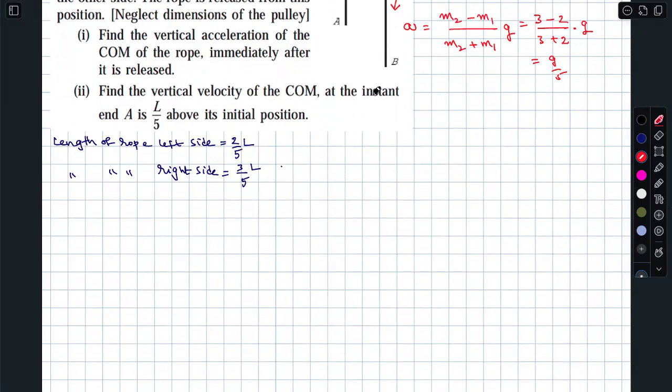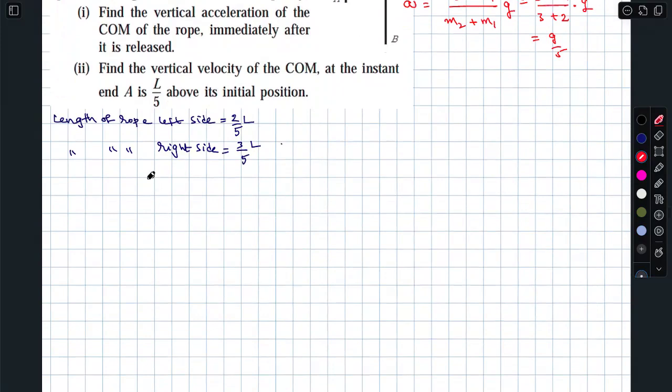Find the vertical acceleration of the center of mass of the rope immediately after the system is released. See, immediately after releasing the system is what you want. Now, if I draw the free body diagram of this properly, this is the pulley, and you have the rope here, another rope here. Assume like that.